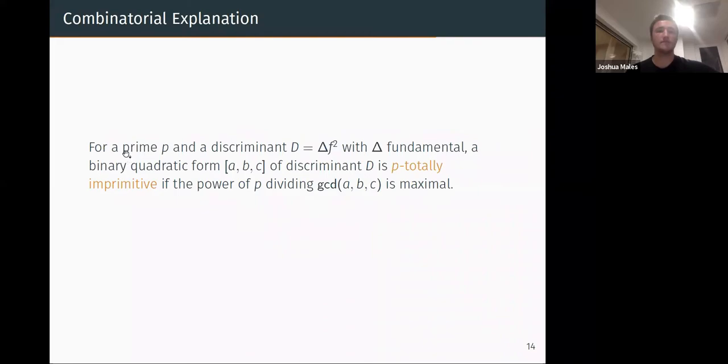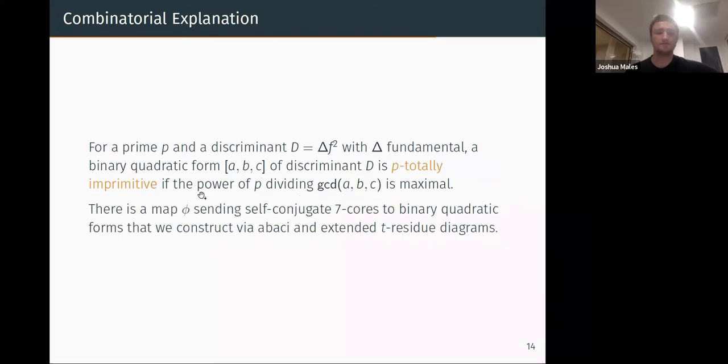So for this, we take a prime p, and chop up our discriminant into a fundamental discriminant and some square. And then we say that this binary quadratic form (a, b, c) of discriminant D is totally imprimitive if the power of p dividing this GCD is maximal. So this just means, for example, maybe here I have a 4 and a 4. This is not totally imprimitive.